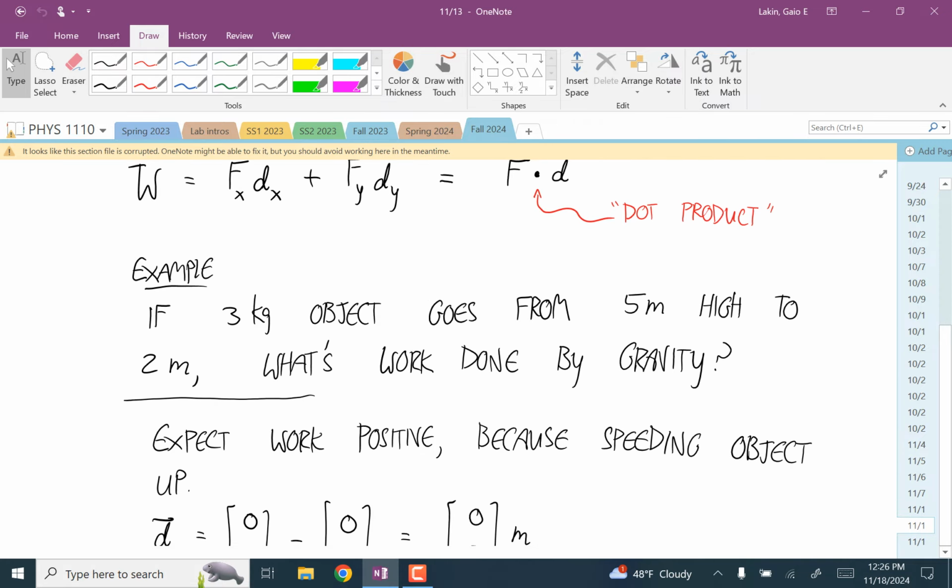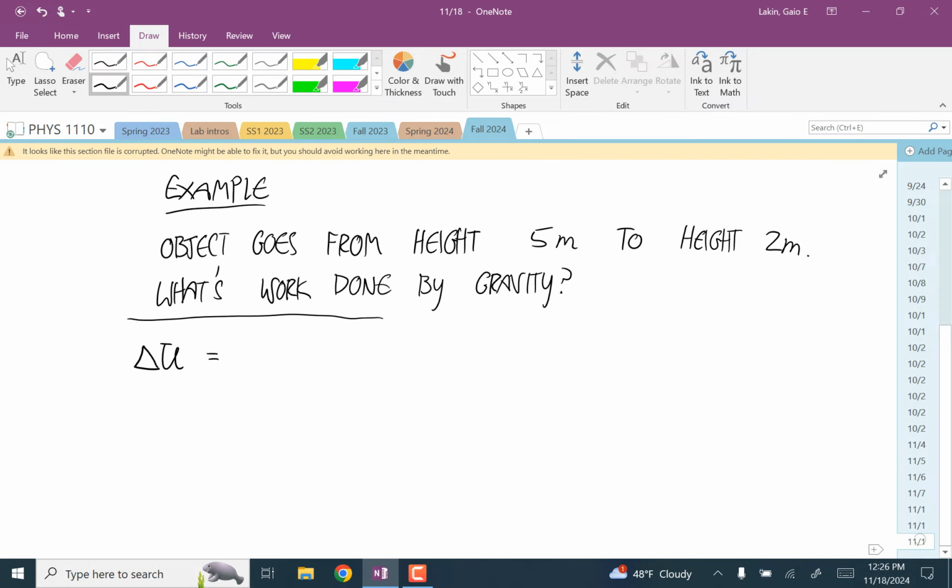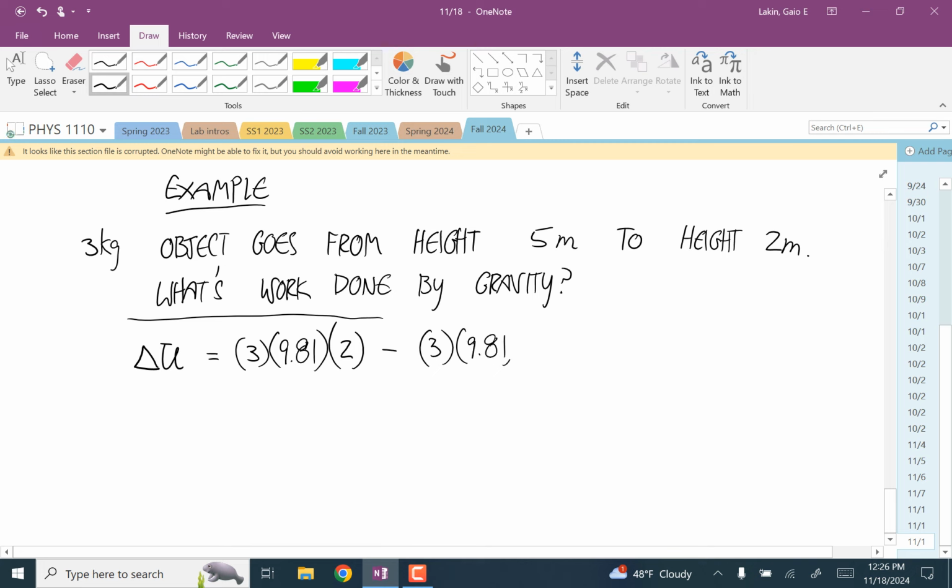Here we go. 3 kilogram. Okay, so I'm going to use that again. So let's say it's a 3 kilogram object. So the later potential energy is 3 times 9.81 times a height of 2. The earlier potential energy is 3 times 9.81 times a height of 5.